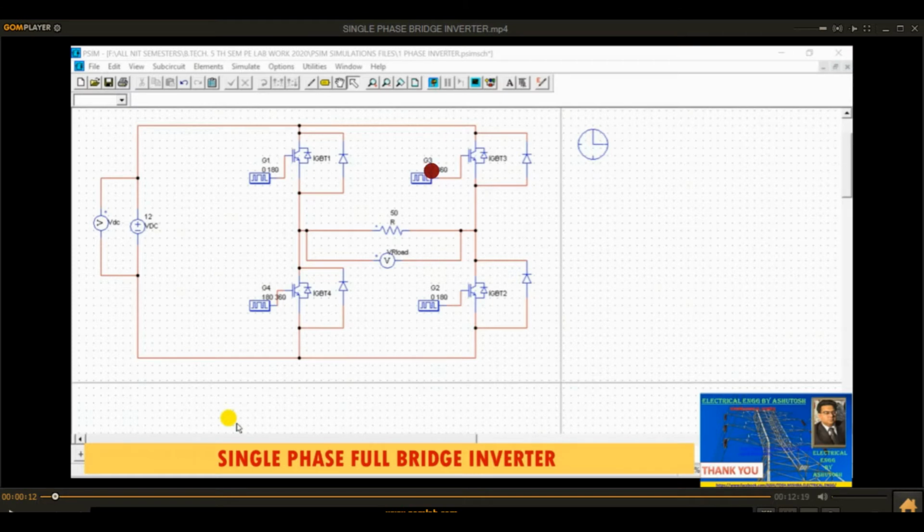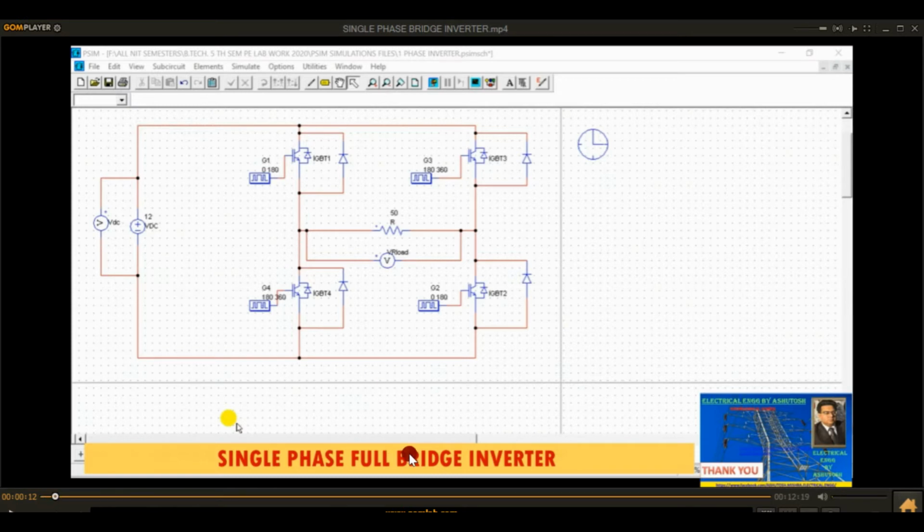So you can also choose IGBT, MOSFET, or thyristor. These are the controlled switches. Basically, the general concept of a full bridge inverter is to alternate the polarity of voltage across the load. You will see how the output waveform is obtained from a DC supply voltage.